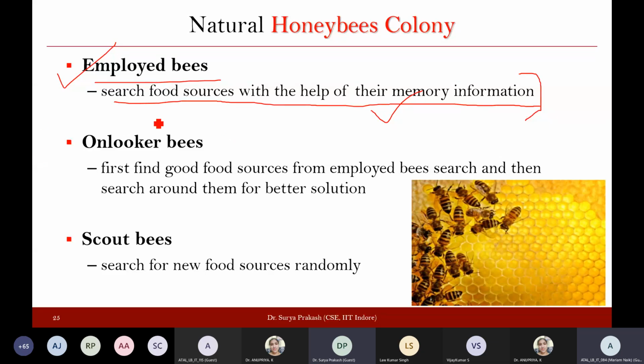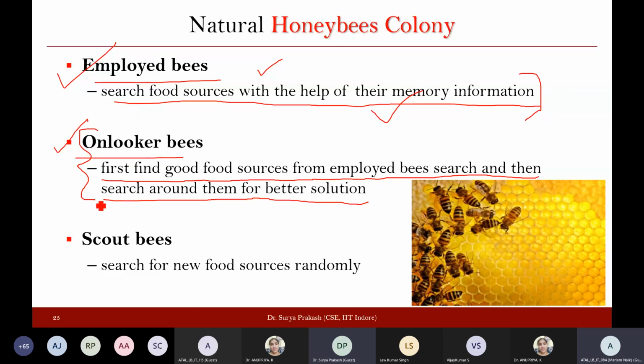And what is the role of the onlooker bees? They first find the good source from the employed bees' search, and then search around that particular source for a better solution, right? So in some sense you can say here you are doing a kind of initialization, you are creating some food sources, but out of those food sources, which one is good or bad is explored by the onlooker bees, and wherever you have a good source, they are promoted and then used.